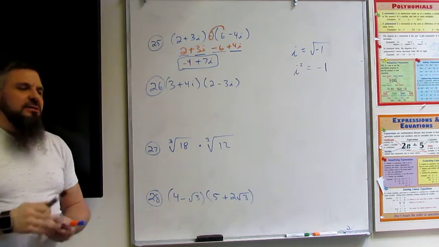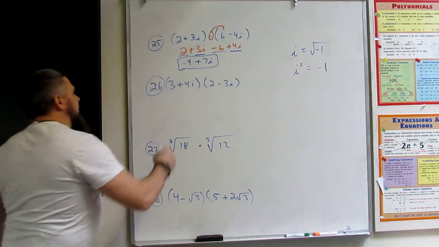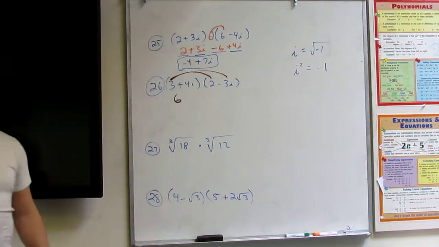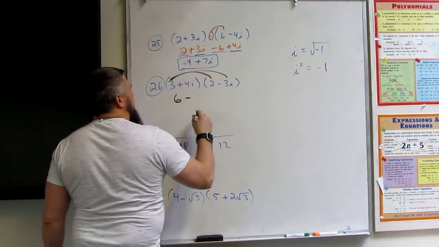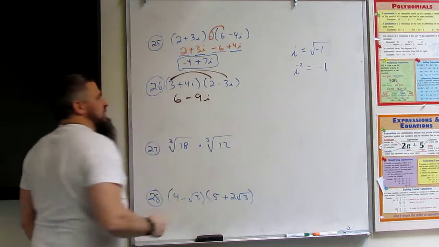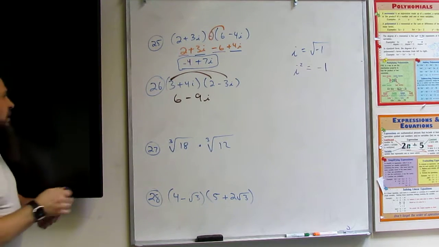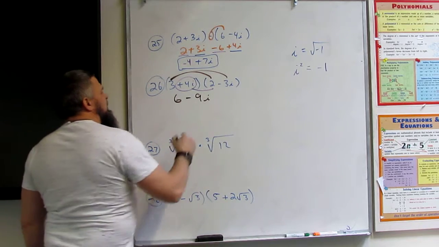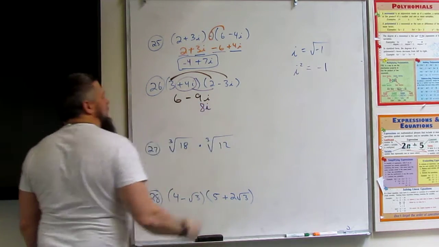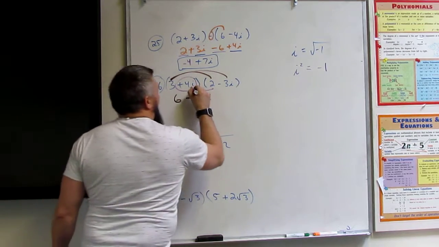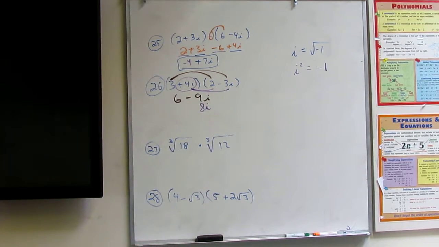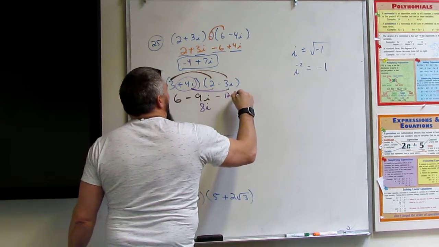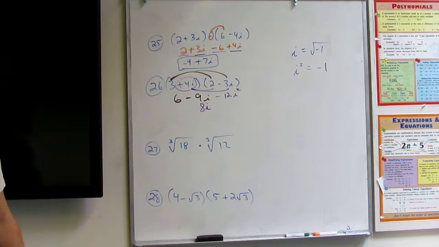So 26 is a typical old-fashioned clamshell. 3 times 2, 6. 3 times negative 3i, negative 9i. Good. 4i times 2 is 8i. And then 4i times negative 3i is negative 12i squared, right? Because 2 i's.